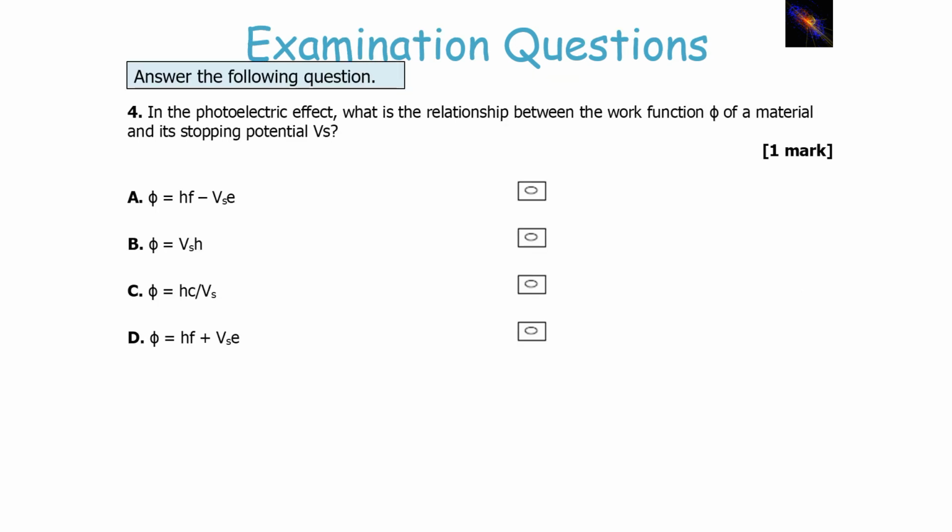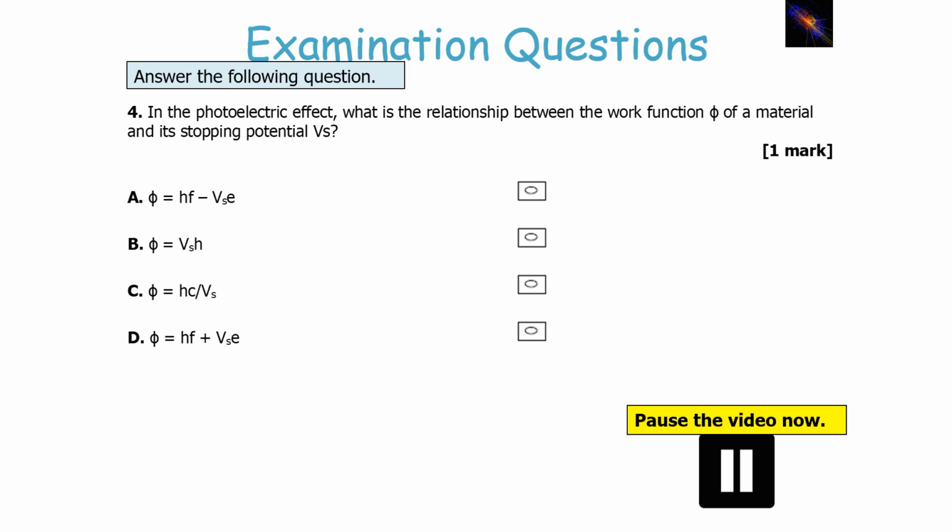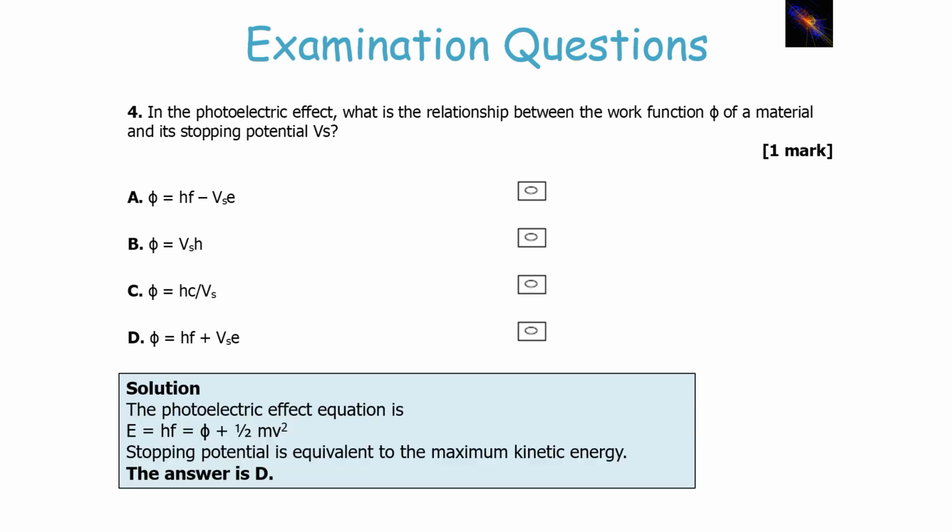Next question. In the photoelectric effect, what is the relationship between the work function of a material and its stopping potential? So pause the video now, then unpause the video when you want to go through the answer. Now Einstein's photoelectric effect equation is E equals hf, which is equal to the work function plus the kinetic energy, a half mv squared. Now the stopping potential is equal to the maximum kinetic energy, so we can just remove that from the equation, and when we rearrange it we get our answer to be D.